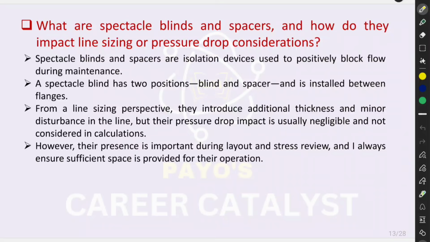What are spectacle blinds and spacers? And how do they impact line sizing or pressure drop considerations? Spectacle blinds and spacers are isolation devices used to positively block flow during maintenance. A spectacle blind has two positions, blind and spacer, and is installed between flanges.